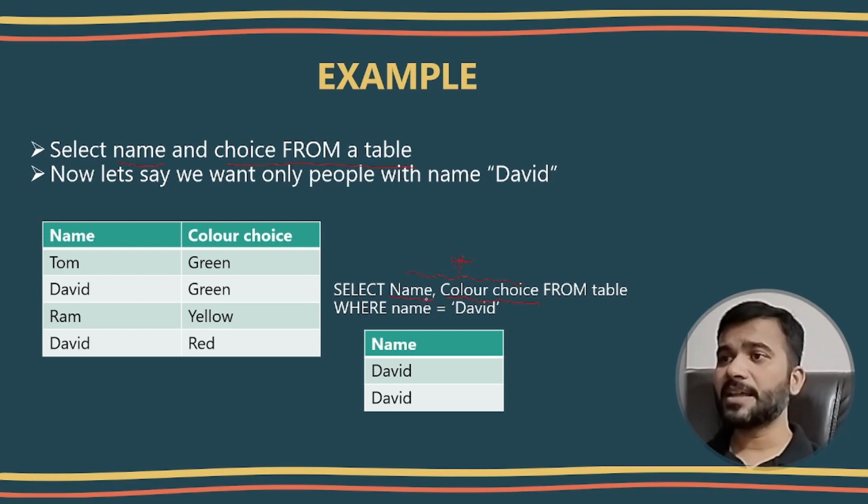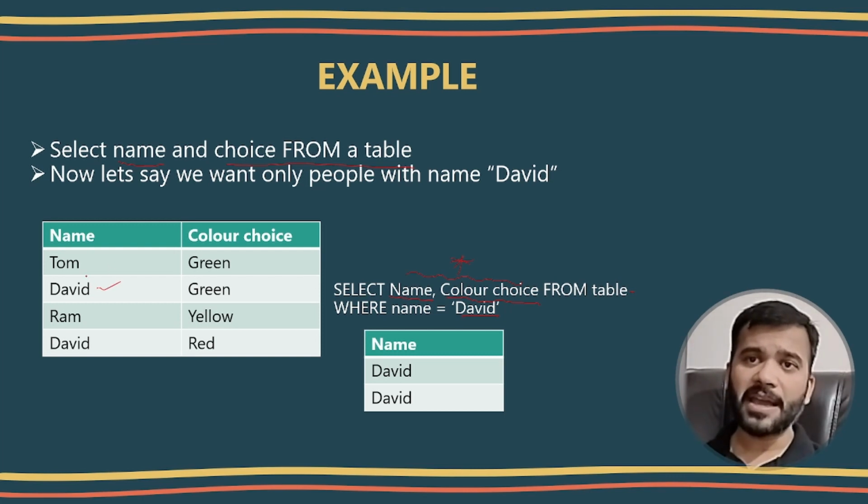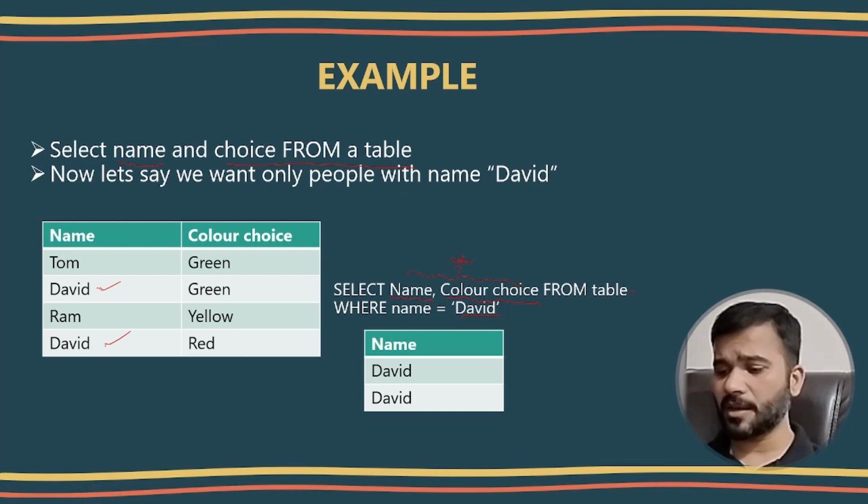So select name, color choice from table. Basically here you have to mention your table name. In my case, the table name is table, where name is David. Basically I have mentioned where name equals David. Then what will it return? First the query will go into our table and find out where the name is David. It will find the first name here and the second name here. So it will return the name David 2 times. Okay, so that's how where is used.